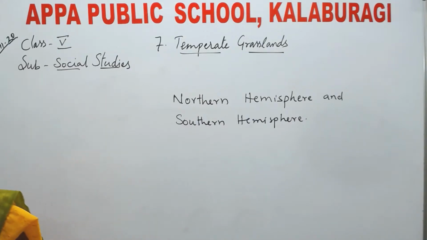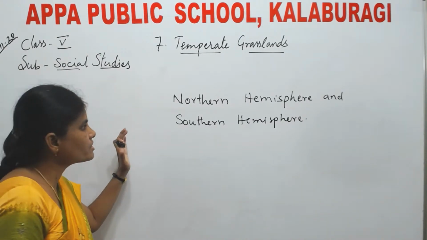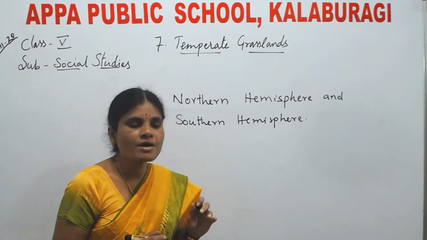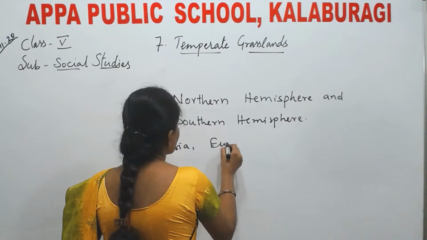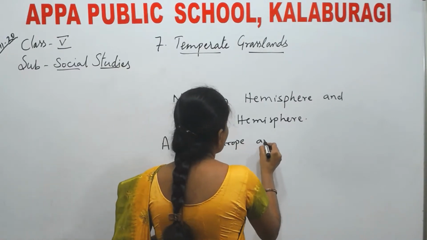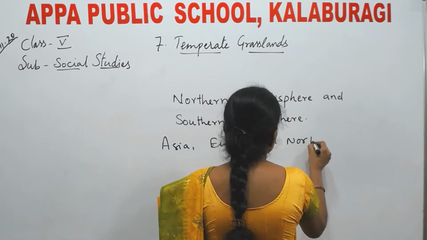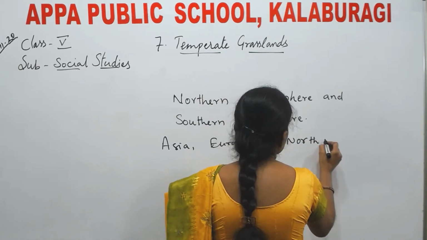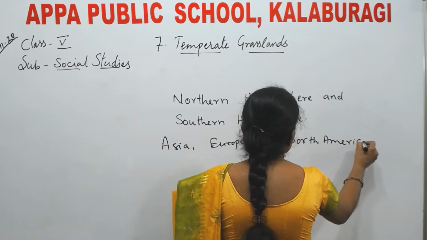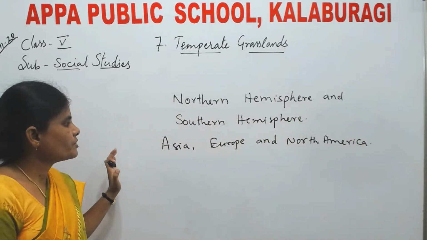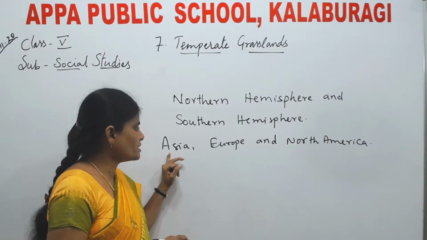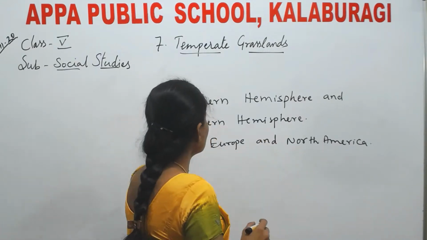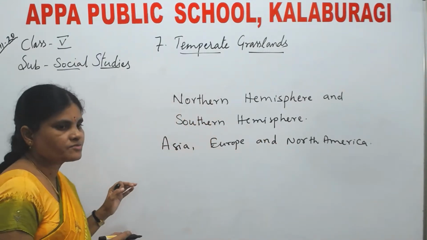Now let us see where they are located. In the northern hemisphere, where are they found? They are found in Asia, Europe, and North America in the northern hemisphere.